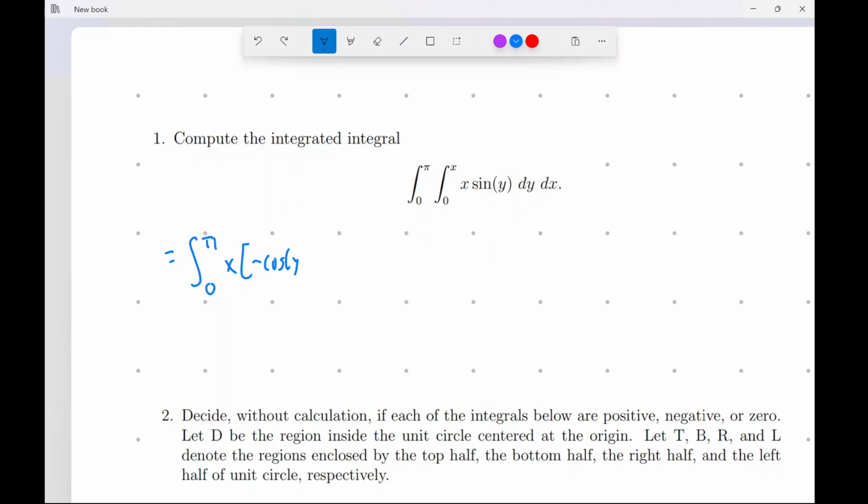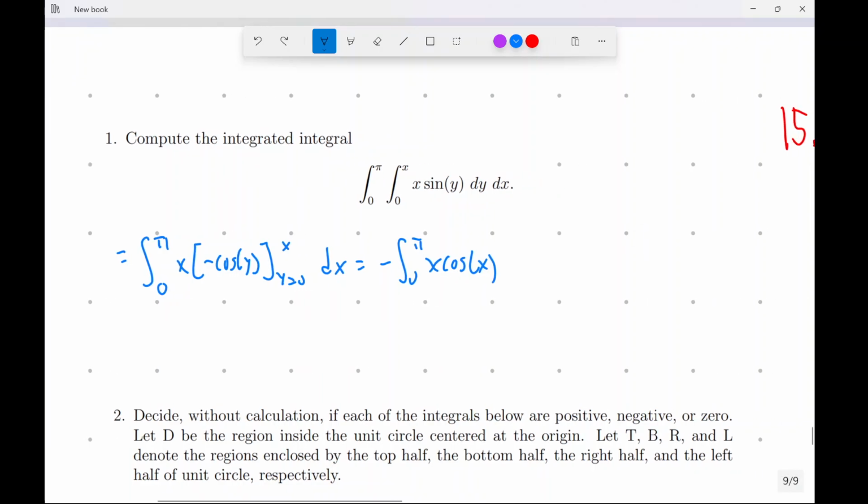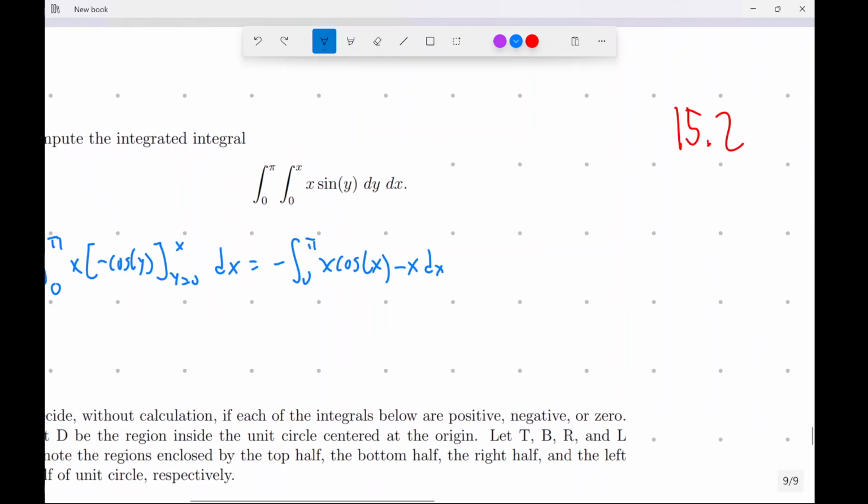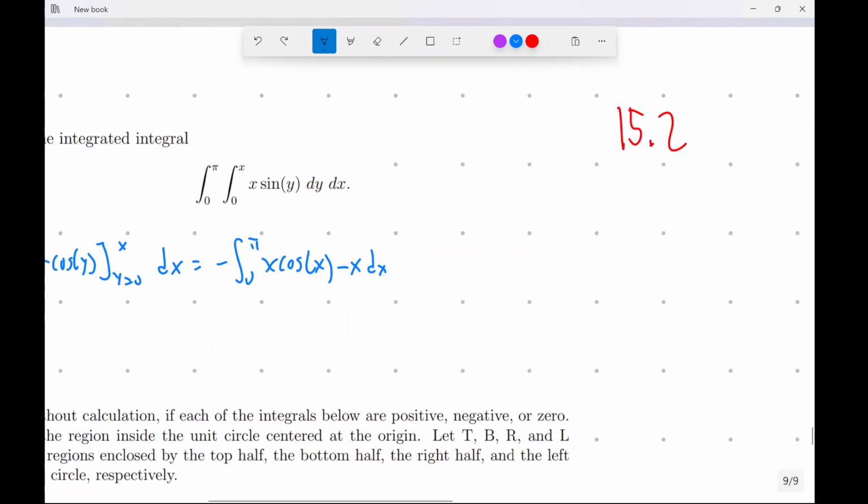cosine of y, and then y is going to go from 0 to x dx. And so let's see, this is negative integral from 0 to pi of x cosine of x, and then cosine of 0 is 1, so minus x. Okay, so now we need to integrate x cosine of x.